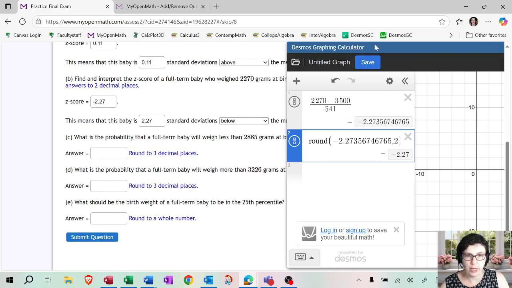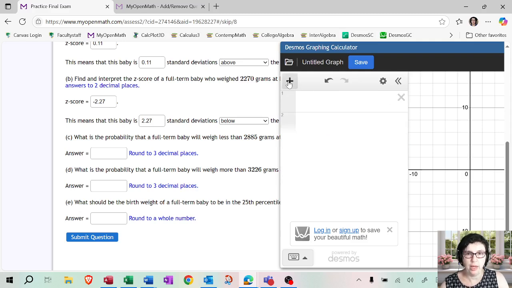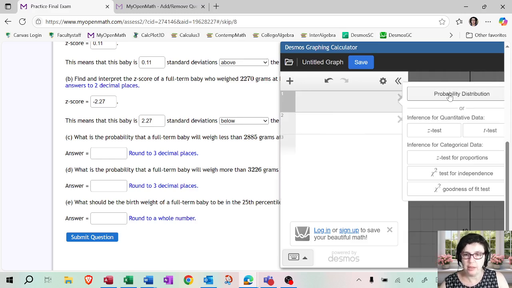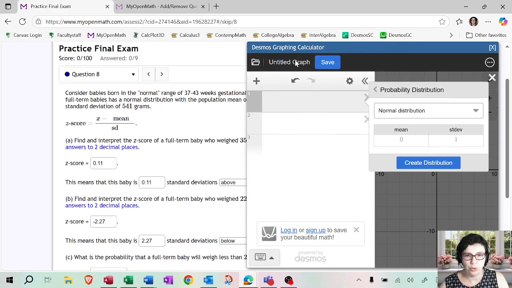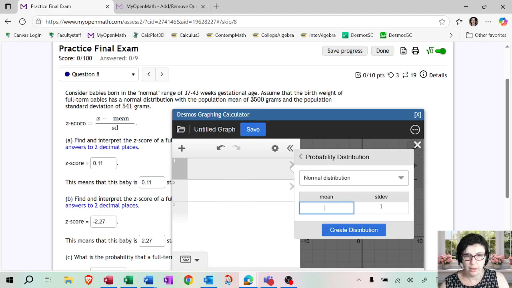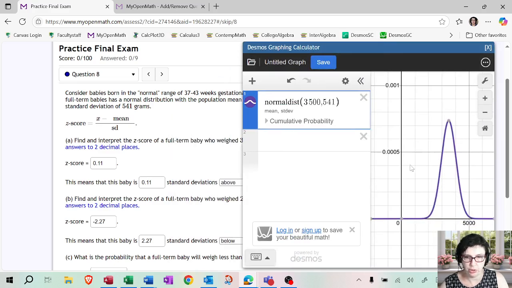Now let's go ahead and review how to compute normal probabilities and percentiles. So let me close out of these two, and let's go to the plus sign. Let's go to inference. Under inference, we are going to select probability distribution. This time we are dealing with normal distribution. So we are going to enter the mean, that's 3,500, and standard deviation 541. Click on create distribution, and that'll allow us to also visualize the situation.